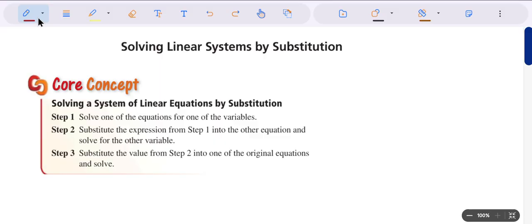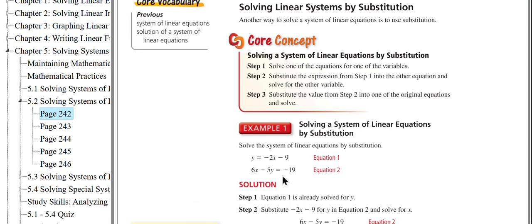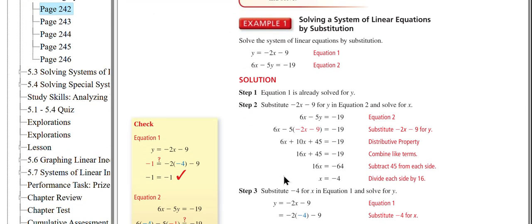Then substitute that expression from step 1 into the other equation and solve for the other variable. Then the third step is to substitute the value from step 2 into one of the original equations and solve it. Sometimes this may be confusing. I will show you one example and you will understand it clearly.